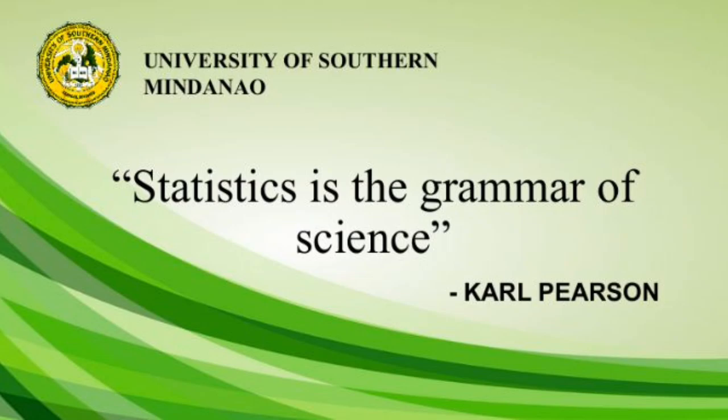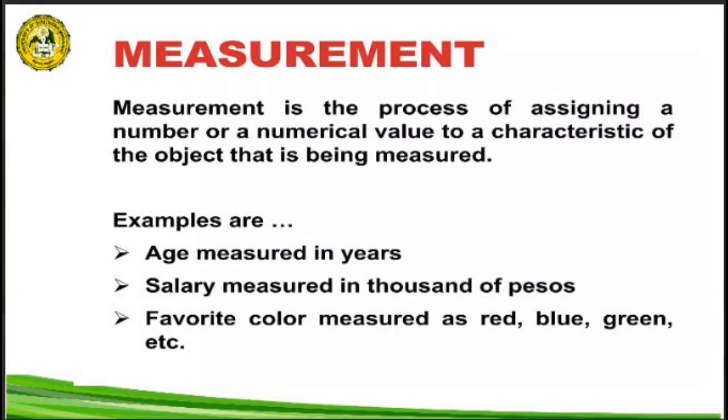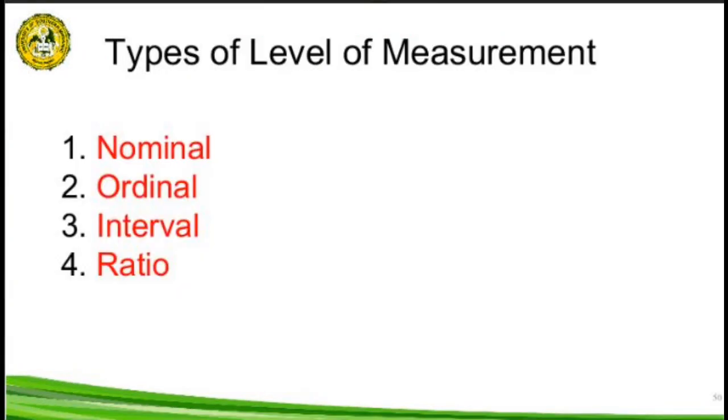And here's the definition of measurement. It's the process of assigning a number or a numerical value to a characteristic of the object that is being measured. Here are the examples: age measured in years, salary measured in 1,000 pesos, and favorite color measured as red, blue, green, and many more. Here are the types of levels of measurement: first, nominal, ordinal, interval, and ratio.